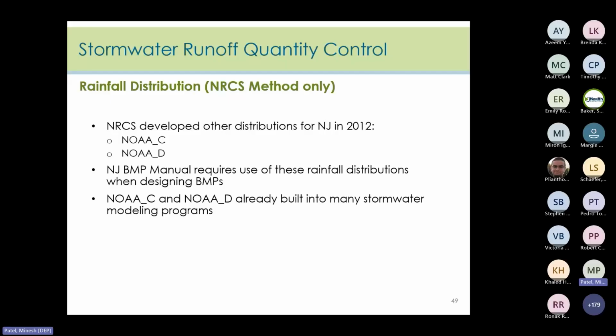NRCS has developed distributions for New Jersey, including NOAA C and D, which the BMP manual requires use of. These are already built into many stormwater modeling programs, such as HydroCAD. So the reviewer should check that the correct distribution is selected, dependent upon where the site is located.